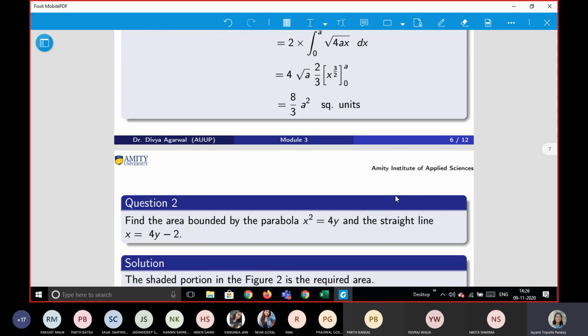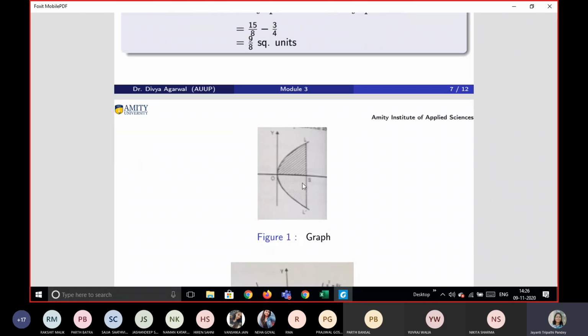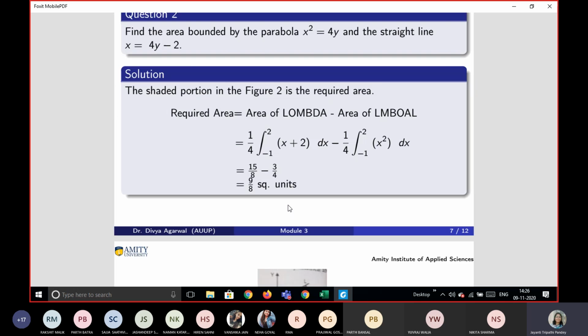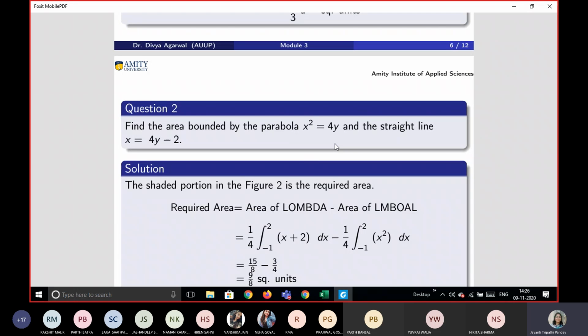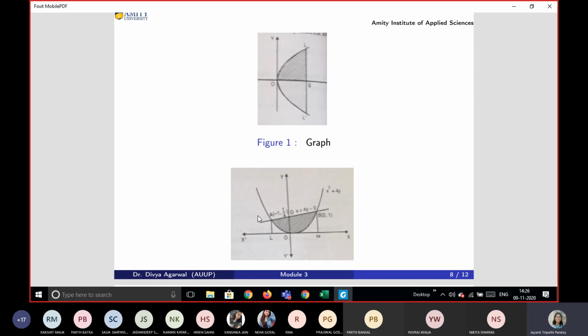Find the area bounded by the parabola and the straight line. Now in this case, just check figure 2. The parabola is x square is equal to 4y, that means it opens upward. This is the line, and you have to find the area.